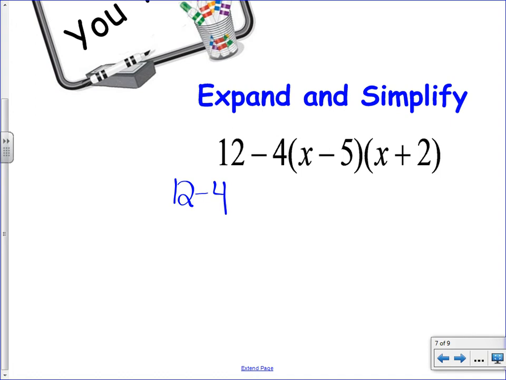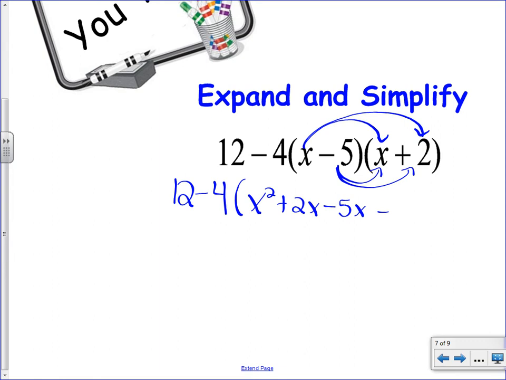Okay, so I don't have brackets, so I don't have exponents, I don't have division. I have multiplication. So I'm going to do my FOIL. So I have here 12 minus 4. I leave that out. So then I should have here x squared, because I do x times x. X times positive 2 gives me positive 2x. Negative 5x. Negative 10 in brackets. How many of you at least had that step? Okay, when you simplify, 12 minus 4 bracket x squared minus 3x minus 10.